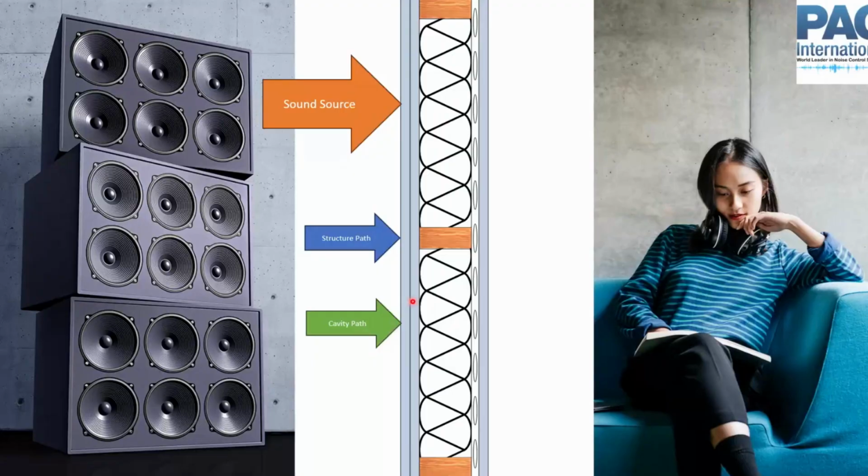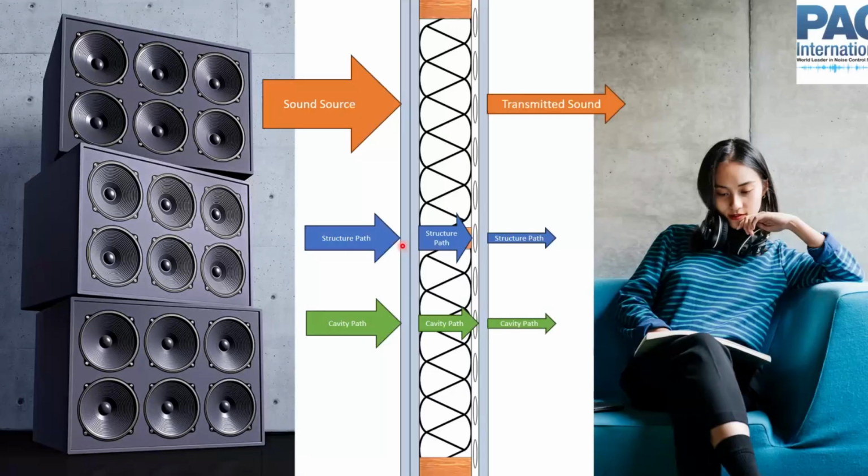The cavity path: sound hits this drywall, makes the drywall vibrate back and forth, makes the air in the cavity vibrate back and forth, and then that gets transmitted through. This makes this drywall vibrate and go through. So we have these two types of transmission paths, the structure path and the cavity path, and the sum of all of those different kinds of paths that fit within those two categories winds up being the total transmitted sound.